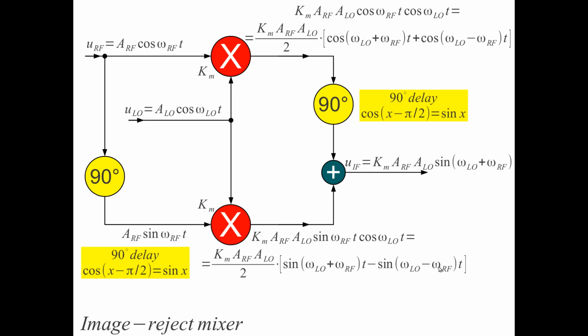How much cancelling can we achieve in practice? With very careful design, we may achieve not infinite cancelling like in theory, but in the practical world it's usually around 30 dB.